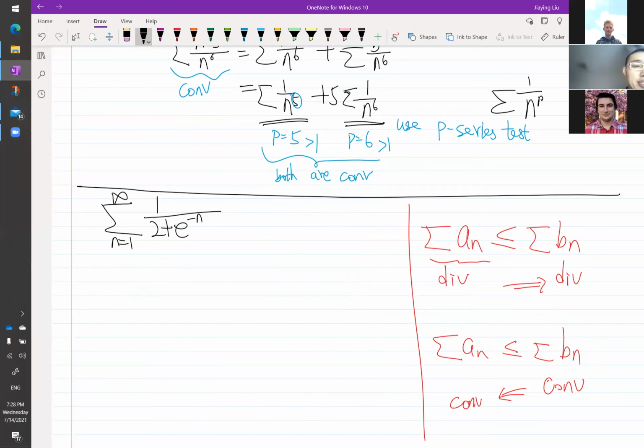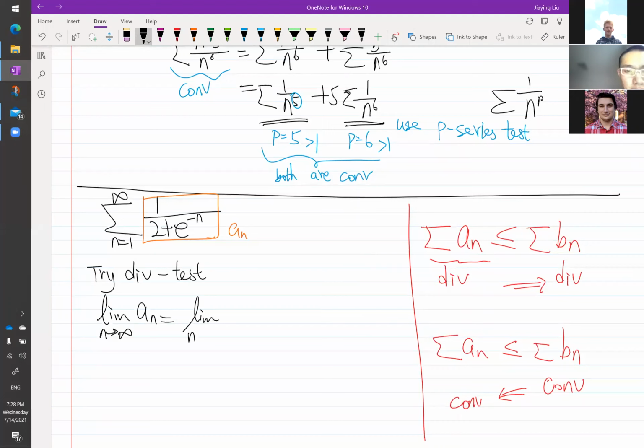I'm going to try the divergence test. And in fact, just based on experience and also based on the problem that I have done before. So I'm going to try with the divergence test. Let's see, divergence test. So this is a_n. I'm going to take the limit of a_n as n goes to infinity. And then that will be the limit as n goes to infinity of 1/2 plus e to the negative n.